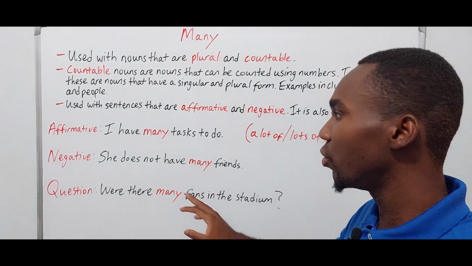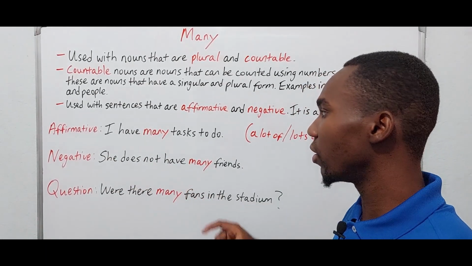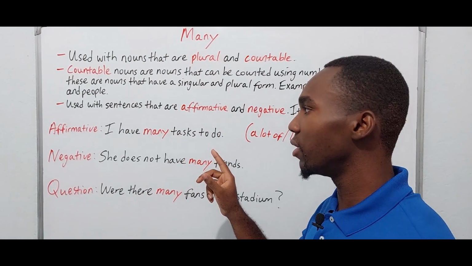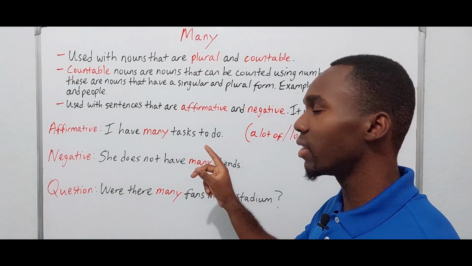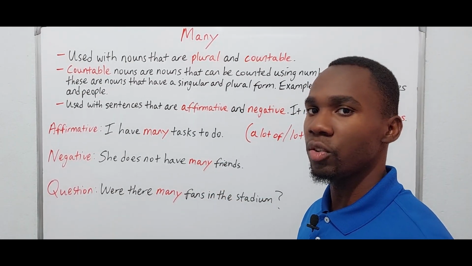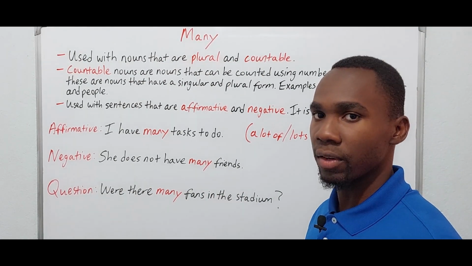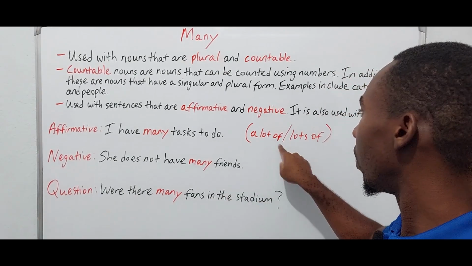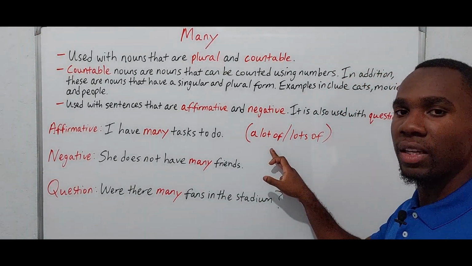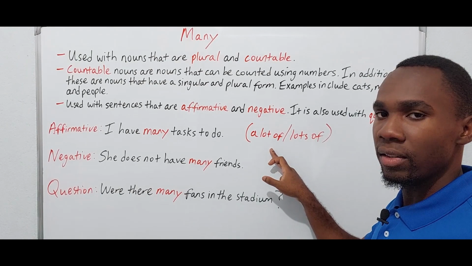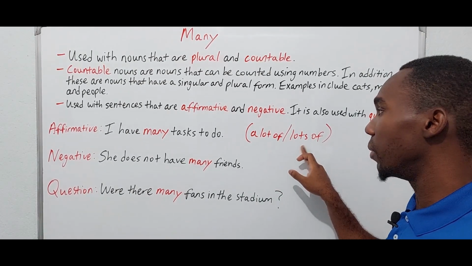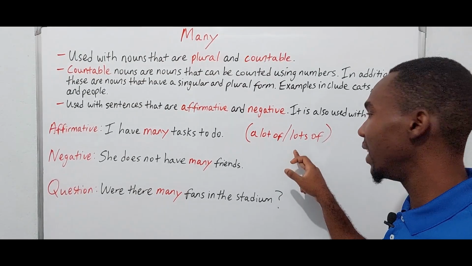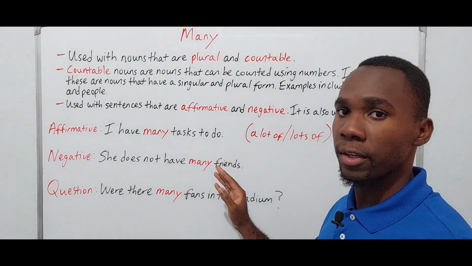For sure, there's no issue with the negative usage of many, but in terms of the affirmative, in some instances, it may be regarded as formal to use many in an affirmative sentence, right? So the alternative would be to use a lot of or lots of. So a lot of is more formal than lots of. But these two mean the same thing, right? And these can be used in any context, right?